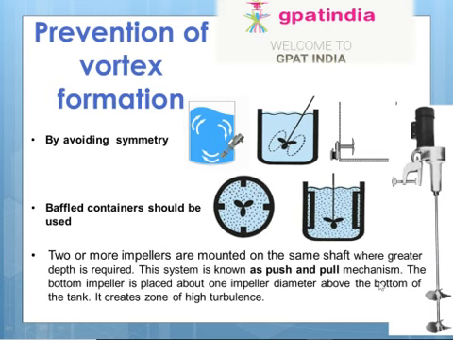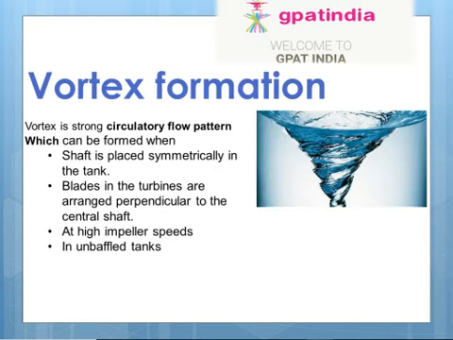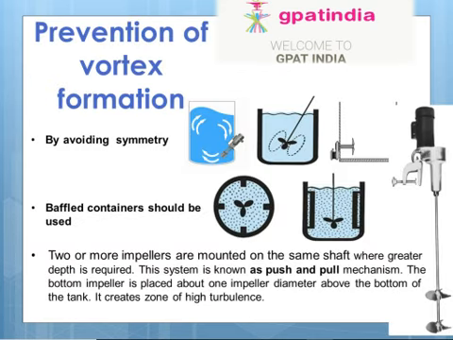So what is the push-pull mechanism? Push-pull mechanism means we will have more than one impeller in the container. More than one impeller is mounted on the same shaft where greater depth is required, and the bottom impeller is placed about one impeller diameter above the bottom of the tank. Why? Because this impeller will create a zone of high turbulence and save us from making a circulatory pattern, and it would be very useful for making syrups and suspension formulations.